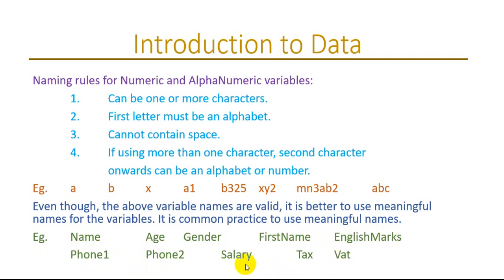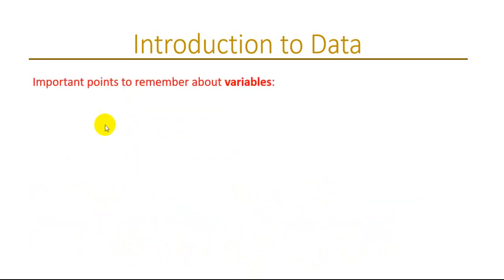So any name like this, as long as it starts with an alphabet, no spaces are there in between, and it has one or more characters. If it has one or more characters, second character onwards can have numbers and alphabets. So generally this will be the best way to use it. In our sessions, let's try our best to stick to this way of naming the variables rather than this. Then some important points to remember about variables.